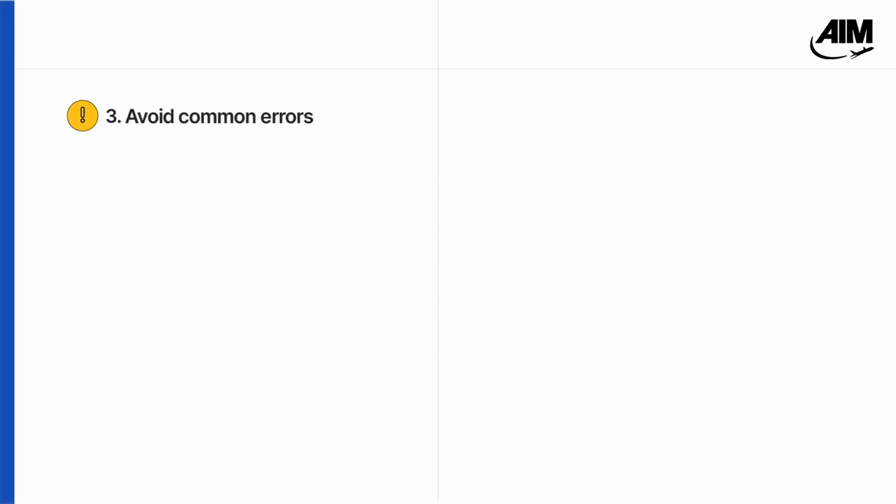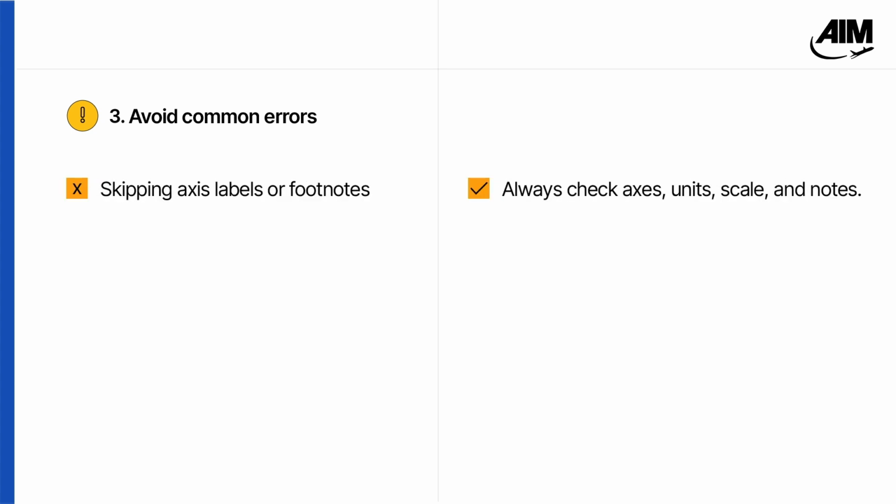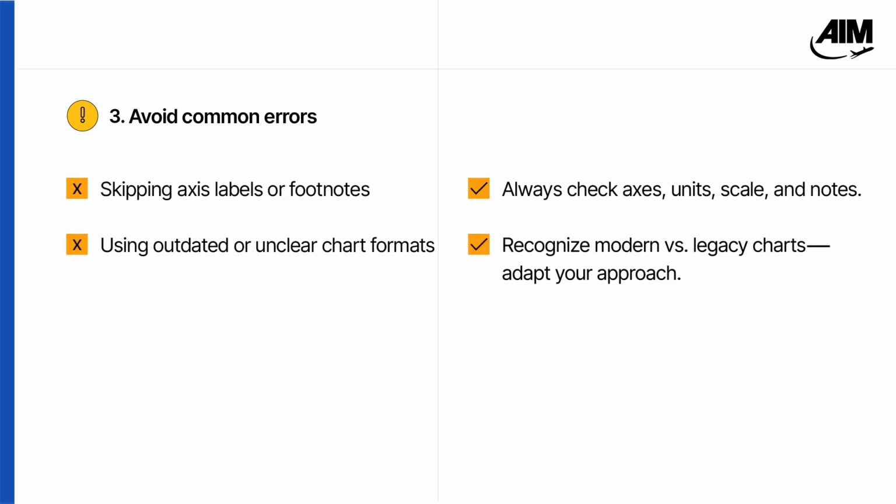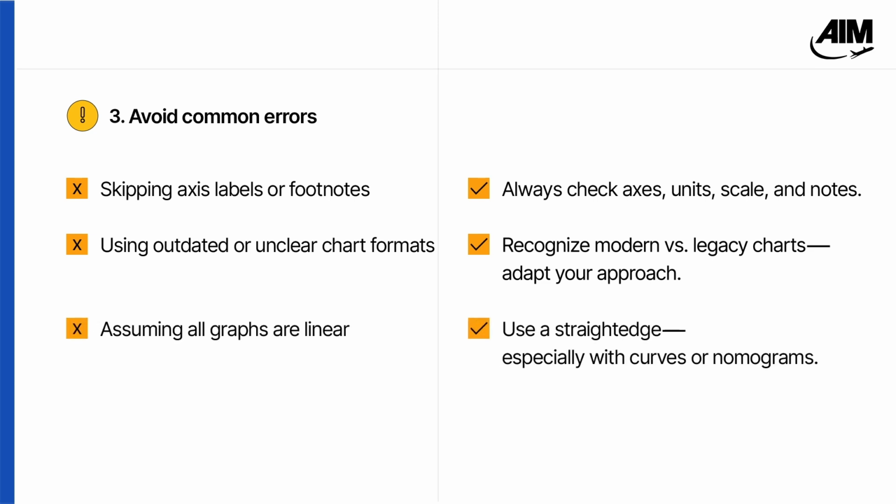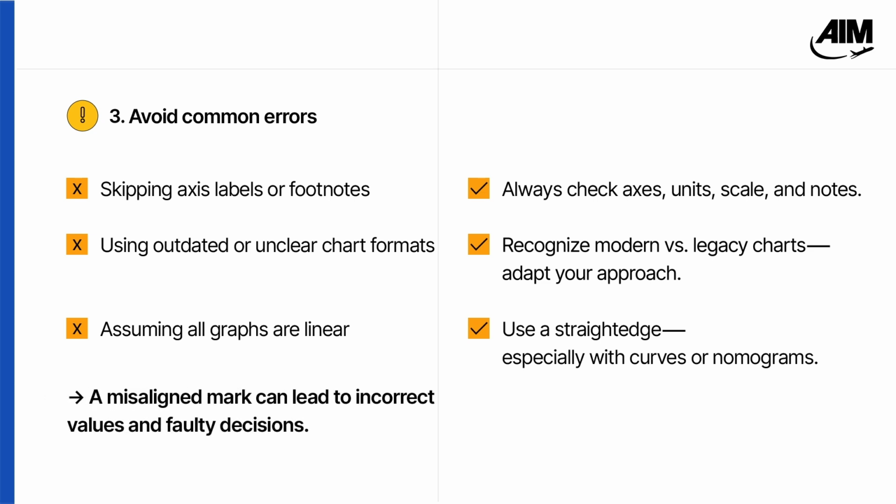And finally, avoid common pitfalls. These include skipping axis labels or footnotes, relying on outdated charts, or assuming all graphs are linear. Some, like nomograms, use curves. That's why it's important to use a straight edge to read them accurately.